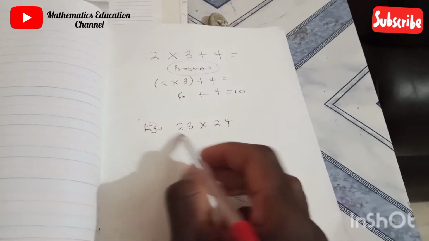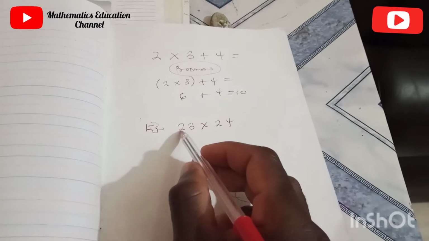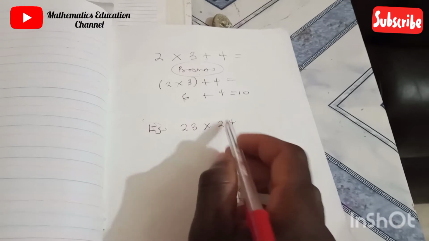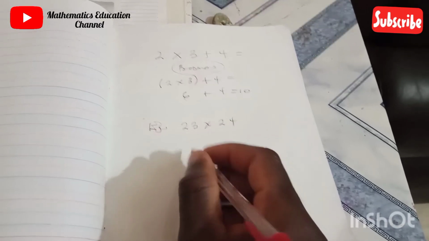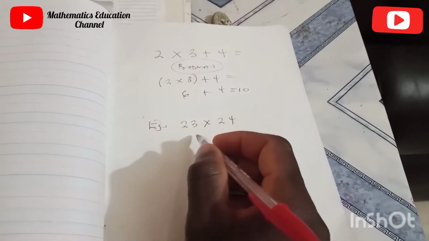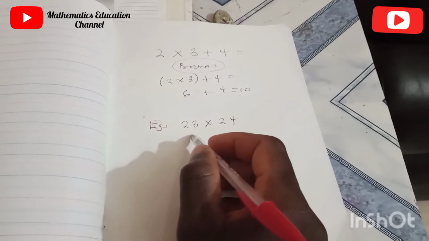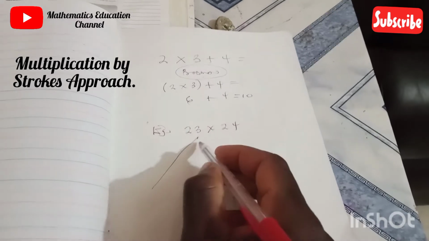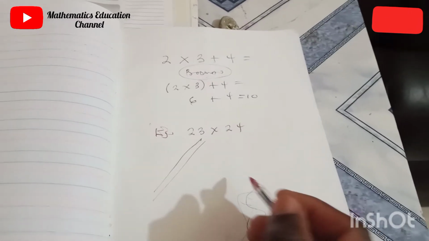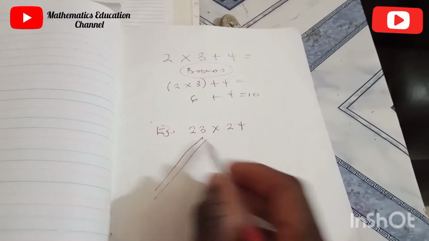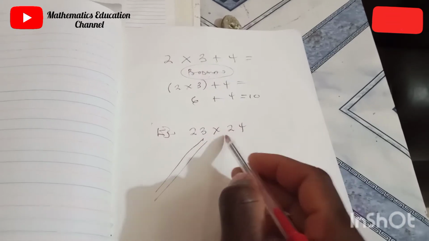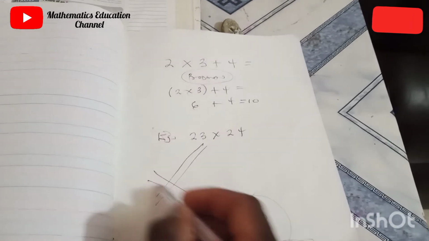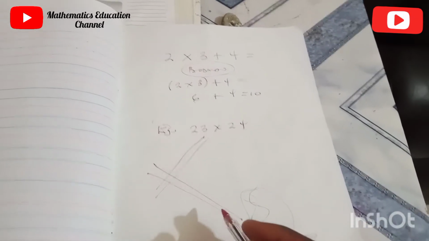Alright, so when you take the first digit of the first number, it is 2. And for the second number, the first digit is also 2. So there is this approach referred to as using strokes. The first digit will have 2 strokes sketched, and the second number's 2 will also have 2 strokes sketched.